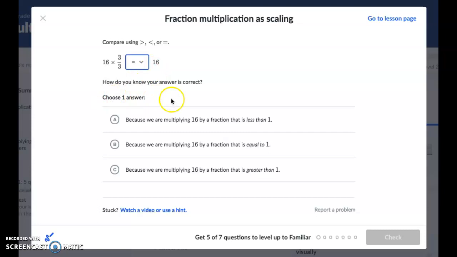Okay, and then how did I know that my answer is correct? Choosing one answer, because we are multiplying 16 by a fraction that is less than 1, because we are multiplying 16 by a fraction that is equal to 1. 3/3 is equal to 1, so B is my correct answer.